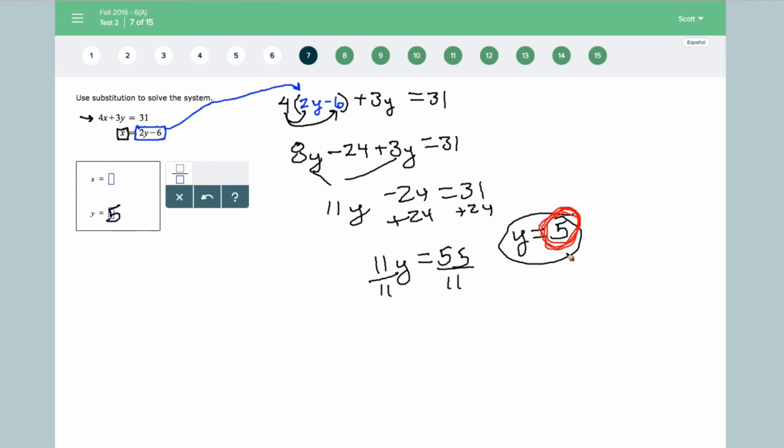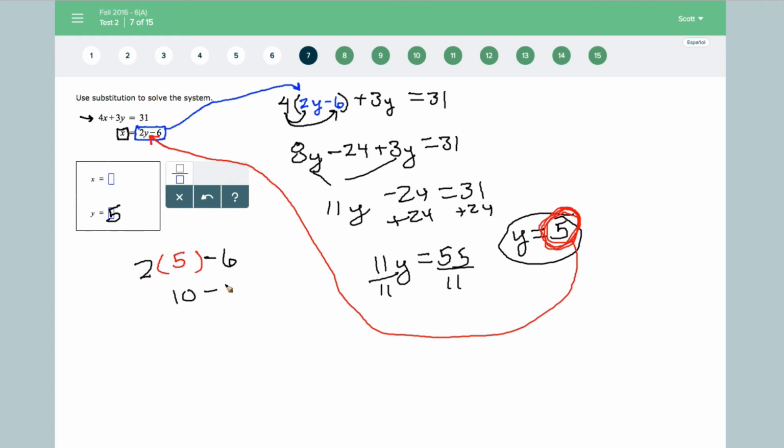But not only that, I now take that and plug it in right there for my y. So I rewrite that problem. 2y minus 6. What is y? Y is 5. So I'm going to put 2 times 5. What's 2 times 5? It's 10. What's 10 minus 6? That's 4. So that means x, this was all x equals 4. And that's what goes there.